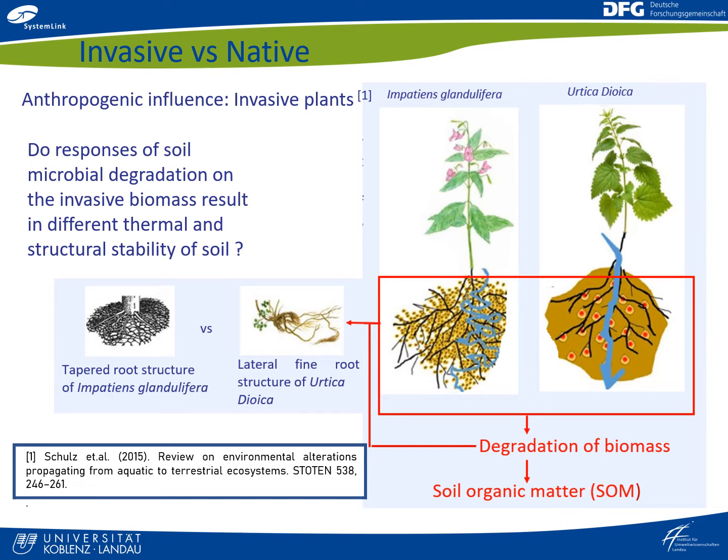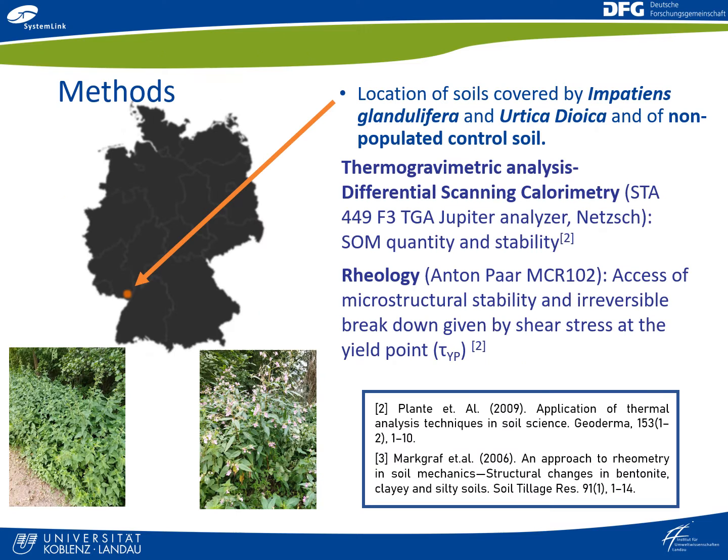The question behind the vegetation pattern was how the degradation of biomass influences the microbial community and therefore also the carbon pools in soil, such as soil organic matter. In order to do so, we selected 3 transects in southwest Germany, closely located to a river, and we collected soil samples from a transect that was either highly populated by Impatiens glandulifera or by Urtica dioica, and we had a third transect that was populated by neither Urtica nor Impatiens glandulifera, which acted as a control in our study.